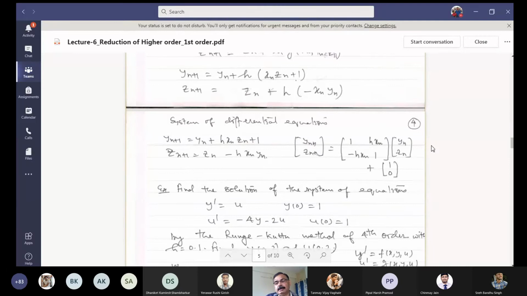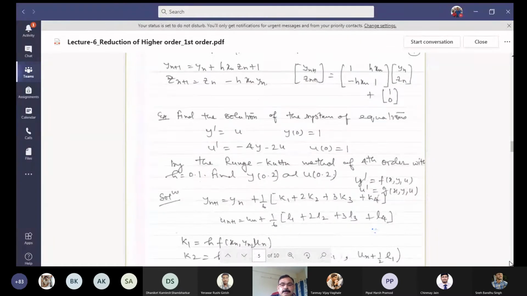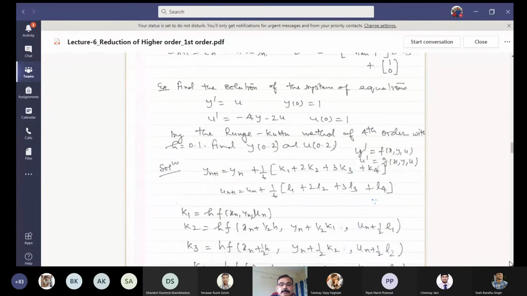Next is the Runge-Kutta type of method. How will you apply the Runge-Kutta? Have you done any problem using your fourth order Runge-Kutta method? No, sir. The fourth order Runge-Kutta method I have already told, I think. Yes or no? Yes, sir.